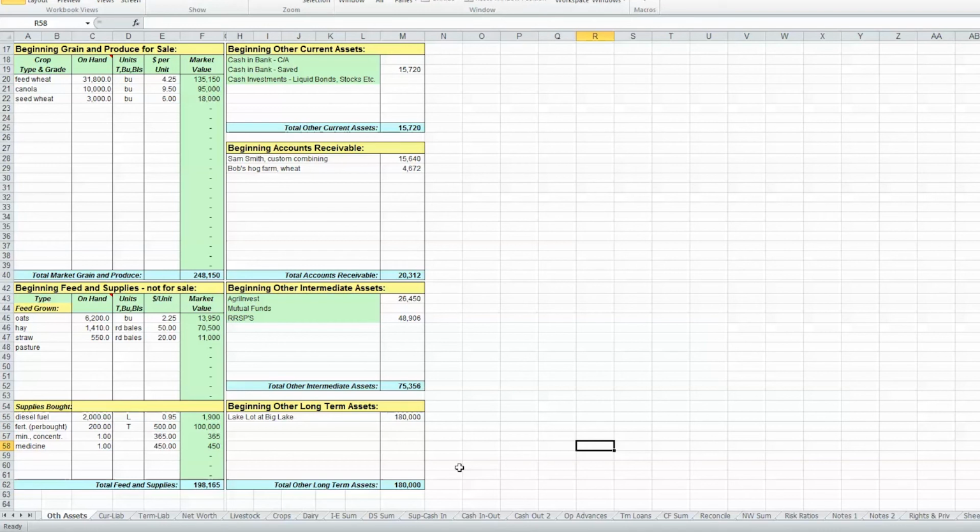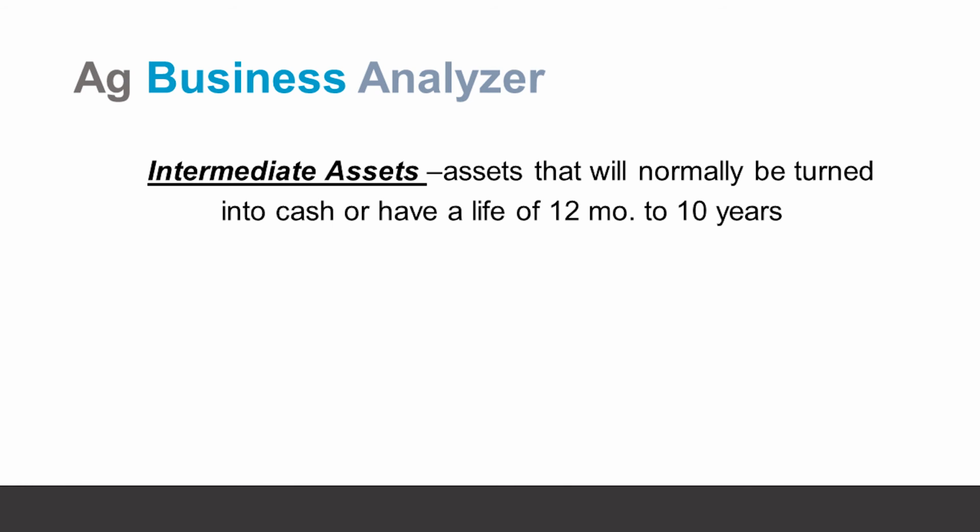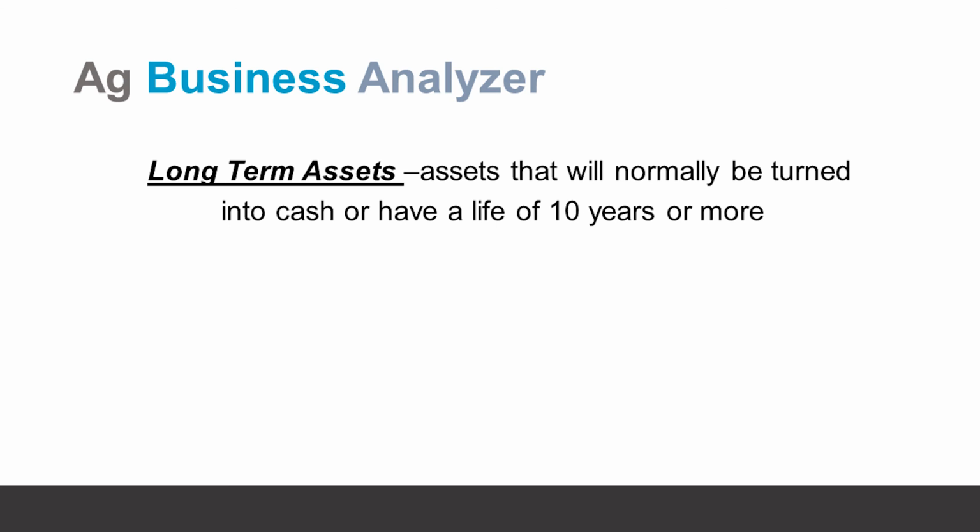In the bottom of this area is the other long-term assets, and that would be other real estate that isn't farmland. And remember, we showed the land in one of the previous pages, the farmland. So this might include things such as a commercial building or a house in town. So I gave you a definition of current assets above. Intermediate assets are assets that would normally be turned into cash in the time period of 12 months to 10 years. Long-term assets are the assets that have a longer life and things that would normally be turned into cash beyond 10 years, or have a life of 10 years or more.